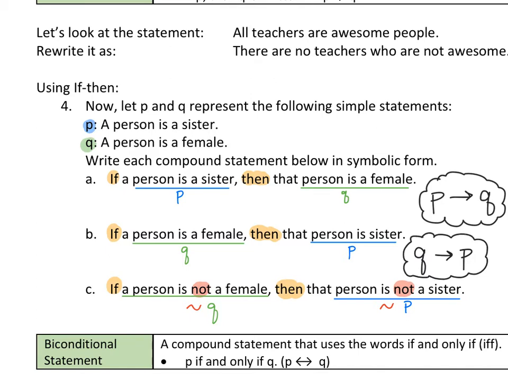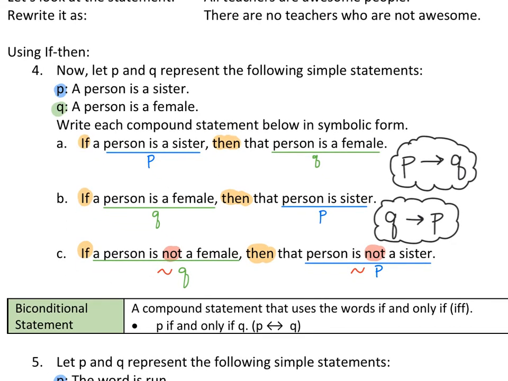Our C example here. Again, I see the if, I see the then, and now we break it up. If a person is not a female, that's the negation of Q, so not Q, then that person is not a sister. So again, we have the negation of P. Order is still important. Q came first, so we have not Q implies not P.